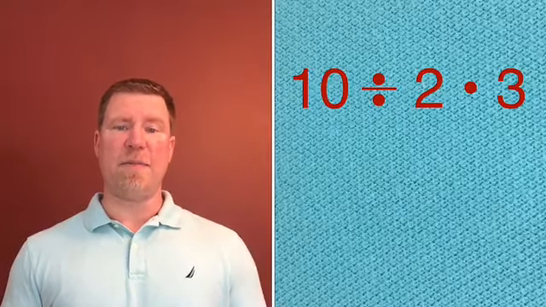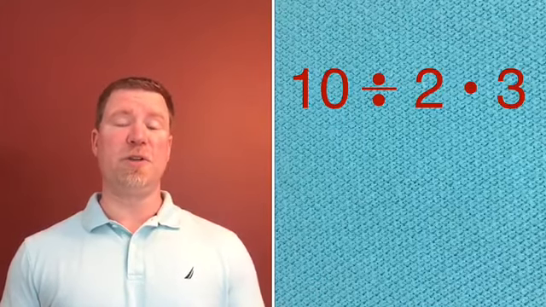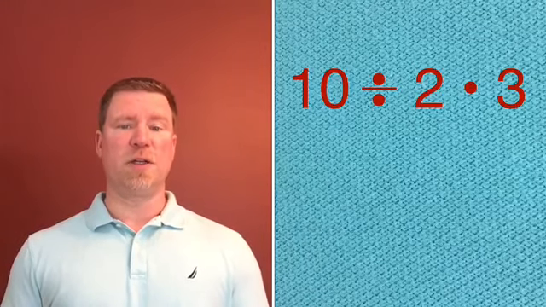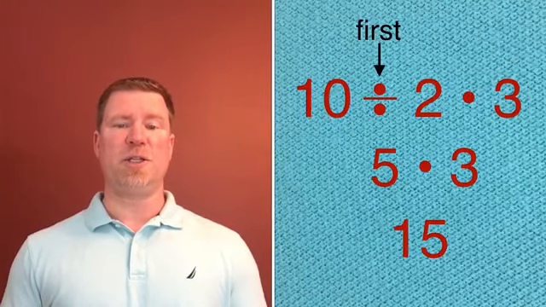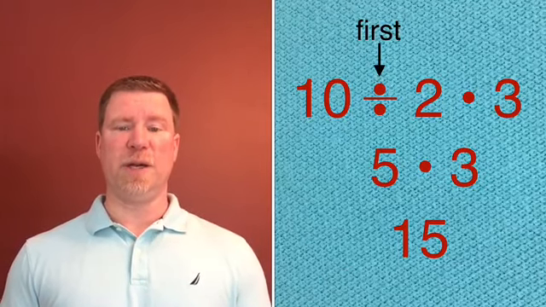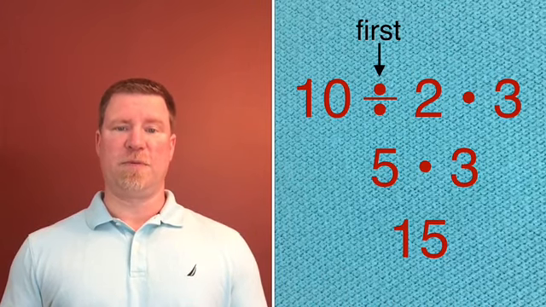If multiply comes first, we're going to multiply. If division comes first, then we're going to divide. In this example, I have 10 divided by 2 times 3. It's sometimes tempting to do the 2 times 3 first, but that would be incorrect. What comes first is division. 10 divided by 2, which is 5. Next, we're going to do 5 times 3, which equals 15. And then you are done simplifying that expression in the correct order.